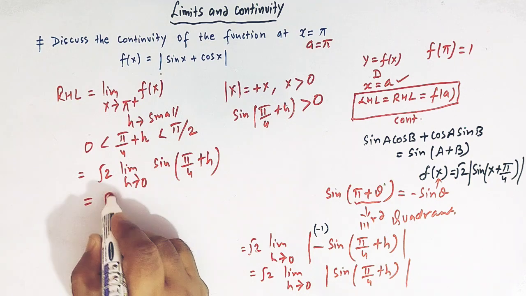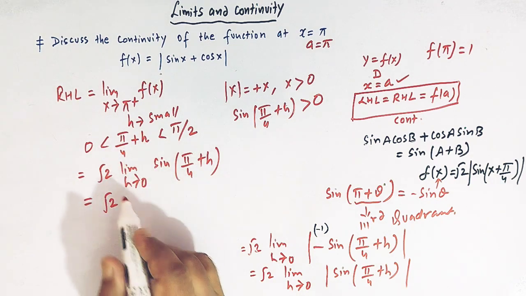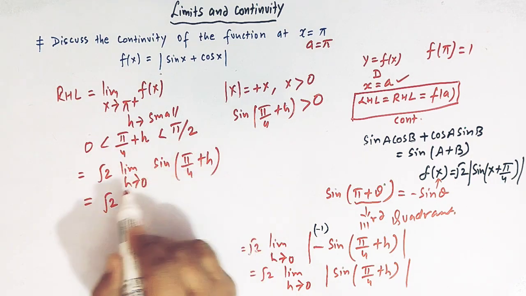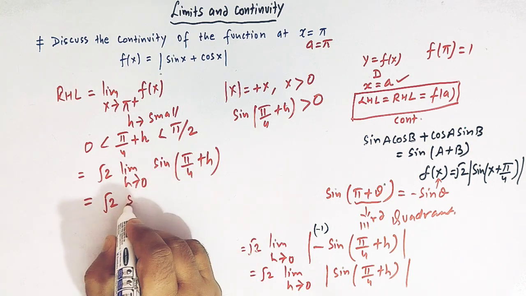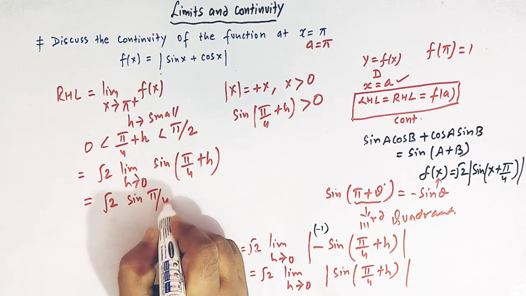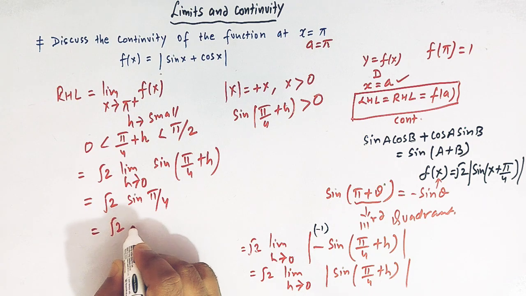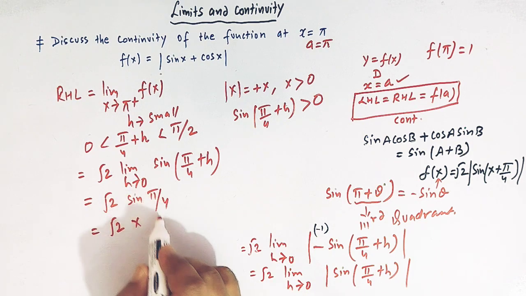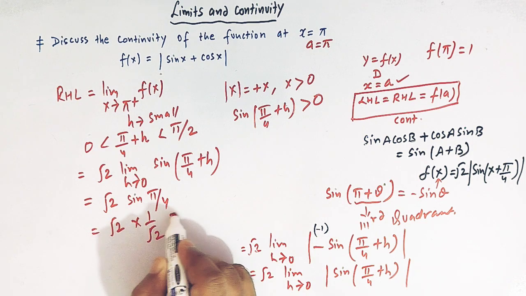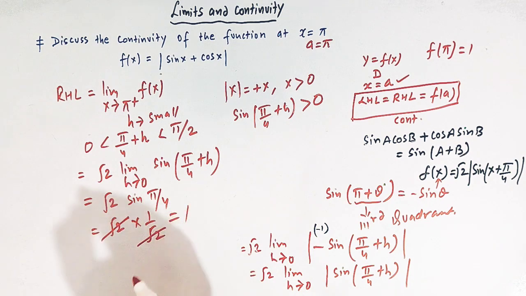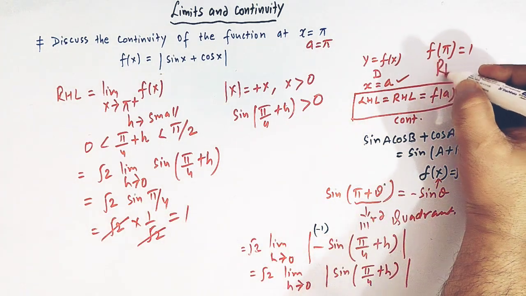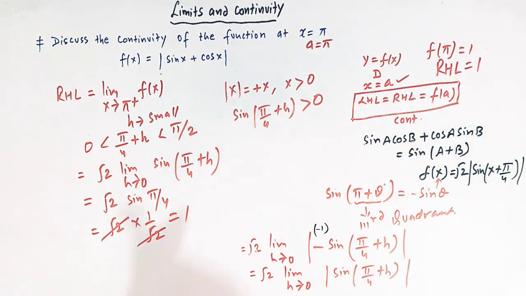So now we have a simple limit here. We can now take h is equal to 0 here. So we have sine pi by 4. So this is root 2 times sine pi by 4, which is 1 over root 2. That is equal to 1, right? So the right hand limit is equal to 1.